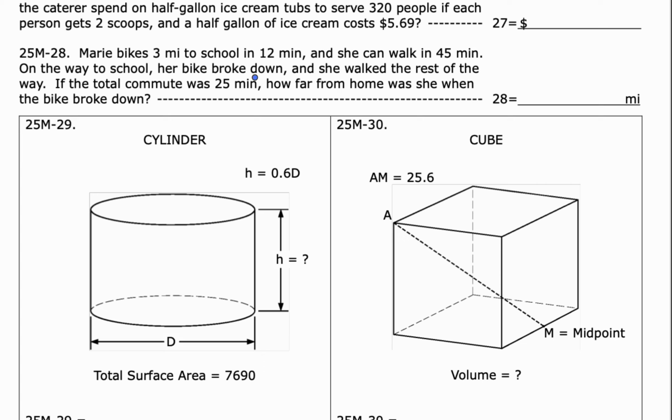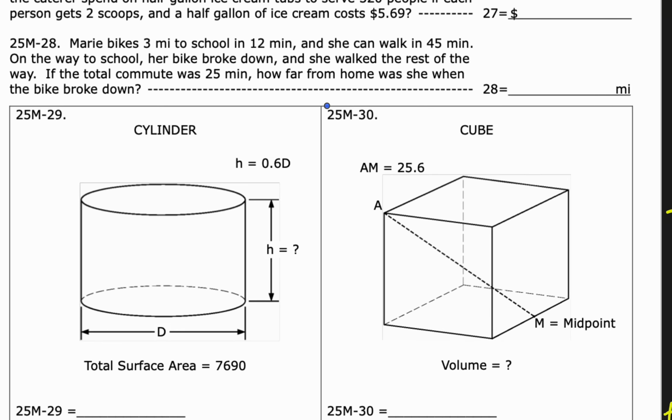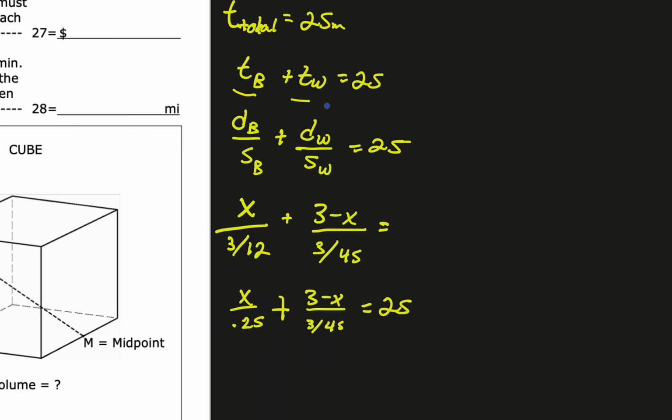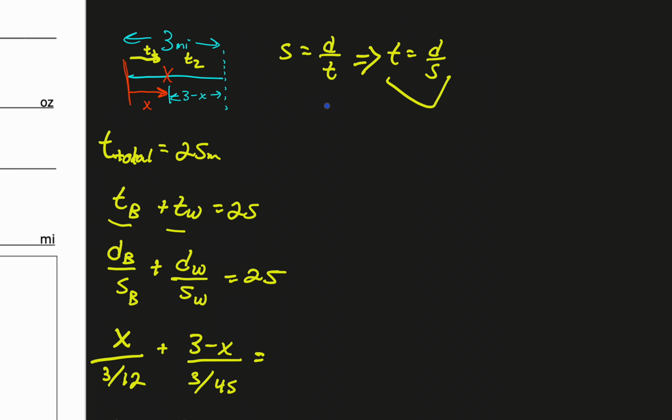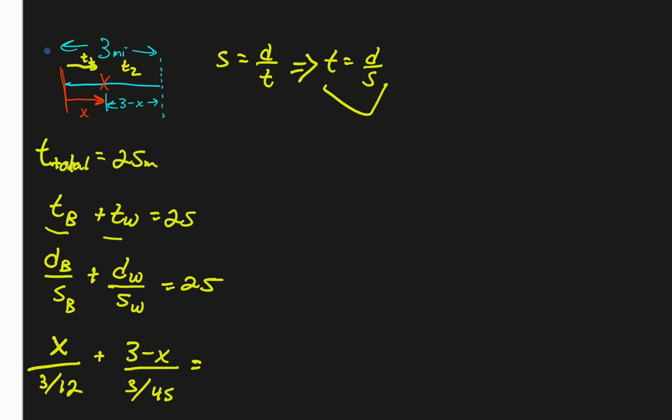If the total commute time was 25 minutes, how far from home was she when the bike broke down? This is a popular question, and it can be really tedious to solve, but there's a quick way to set it up. And it involves relating speeds, distances, and times. In this case, they tell us the total distance she travels, 3 miles.